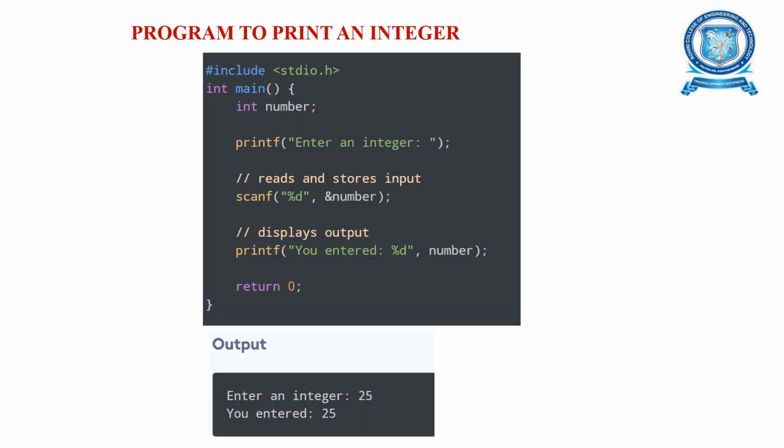And a program to print an integer. It is a very simple program. #include <stdio.h> is a library header, and a main function, and int number, printf "Enter an integer". What integer we have to give? We read the same number with scanf %d, and the value will be stored at the address of number. Printf prints the integer you entered, and return 0. So the output is: Enter an integer: 25. You enter 25 and it is the output.